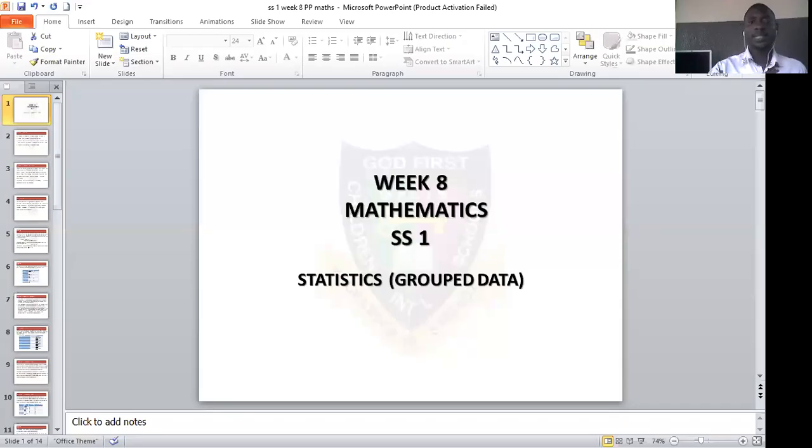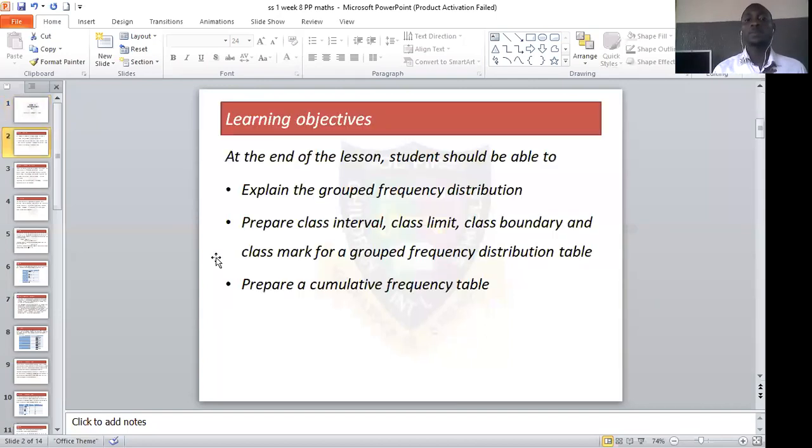Before we continue, I'd like to share with you our lesson objective and the notes. Under statistics, we are looking at the grouped data. This is the learning objective. At the end of the lesson, students should be able to explain the group frequency distribution. It's more or less like a group frequency table on the grouped data. It is more compact and bigger than that of the ungrouped data. I will explain everything to you, and at the end of the class, I believe you'll understand what we are talking about here.